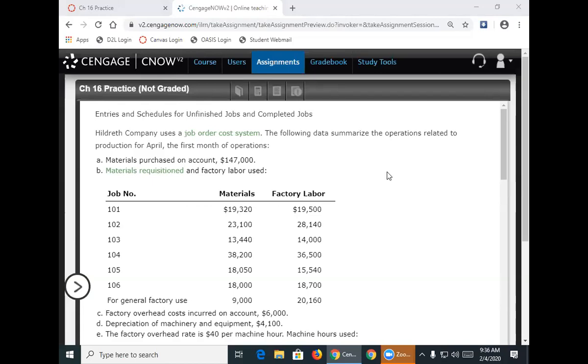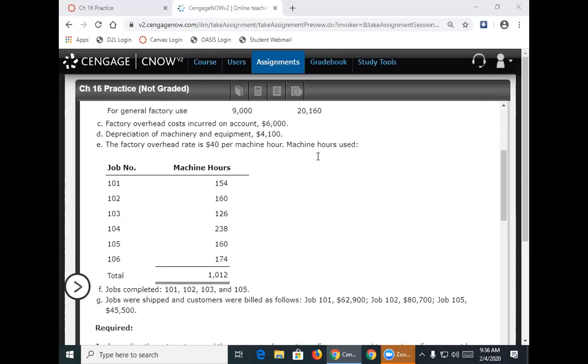So when it's for general factory use, what type of cost is that? Overhead. Very good. So then we're going to have indirect materials and indirect labor. So it's giving us all of the materials and factory labor used. And then C, it gives us factory overhead costs in addition to those. And we have depreciation, and then they tell us the factory overhead rate is $40 per machine hour. And they give us all the machine hours used for the 6 jobs. We're just going over the whole thing before we get started.